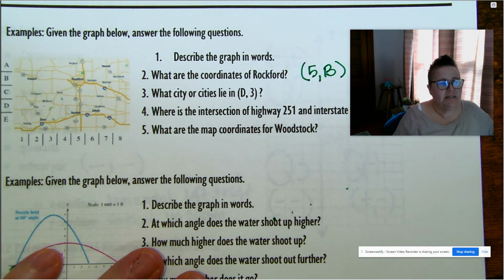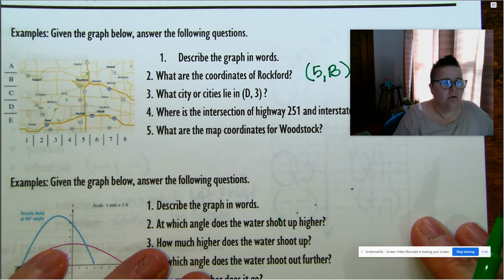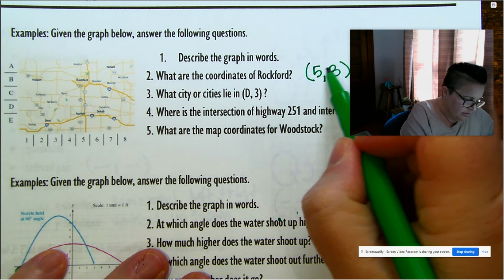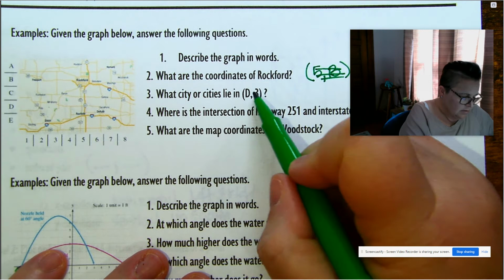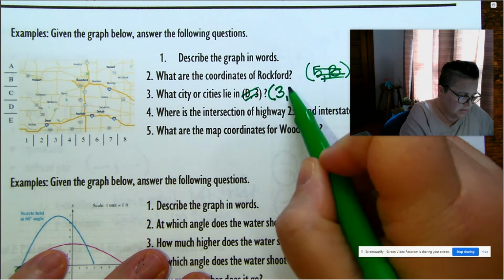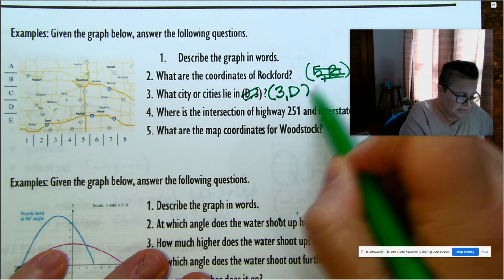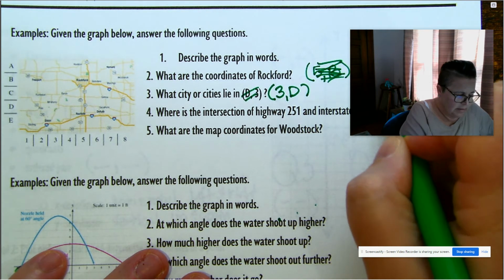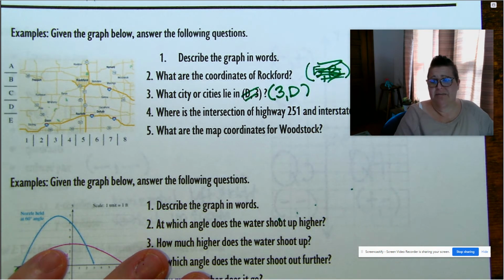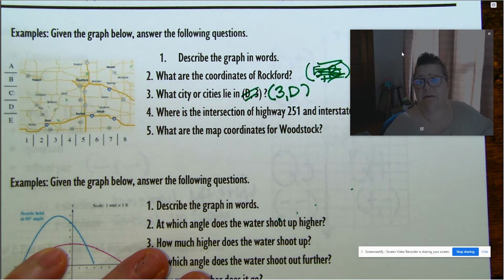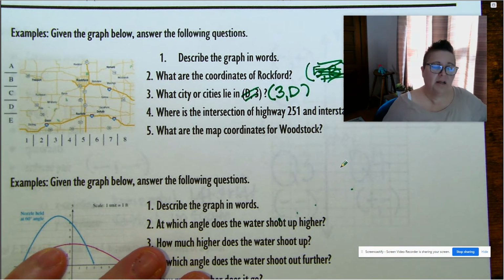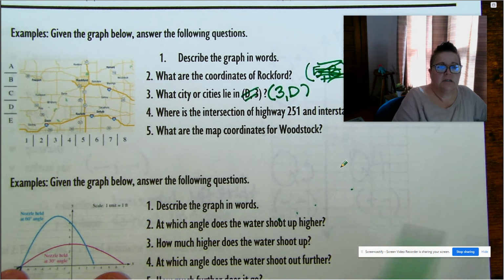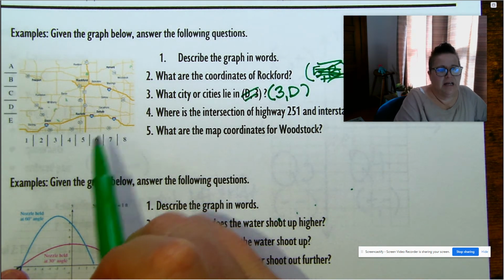What cities lie in D3? Oh, looks like I should have said B5. Okay. I don't like when it says D3. I like 3D. I'm going to do that, 3D, because to keep it consistent, this should be 5B. Although, I'll be honest, if somebody said B5, I would know exactly what they were talking about, right? Like, B5, I could still do. All right, so what city or cities lie in 3D?